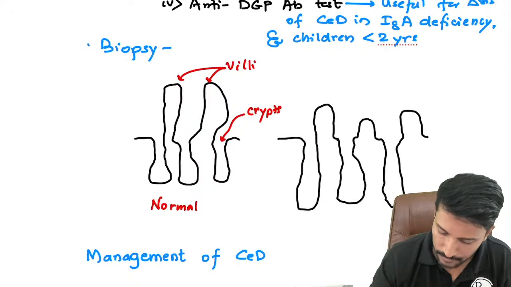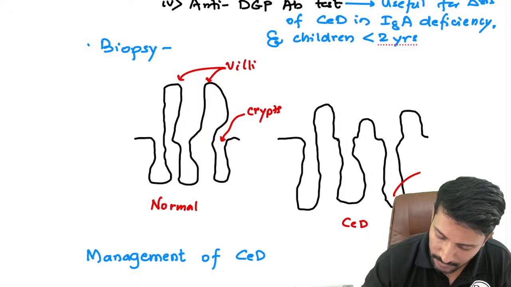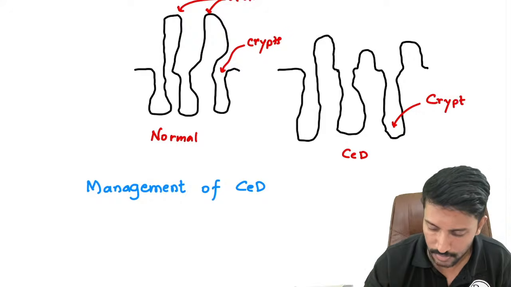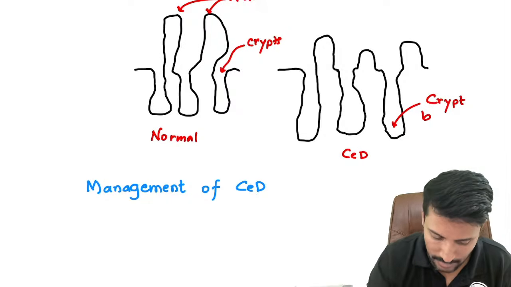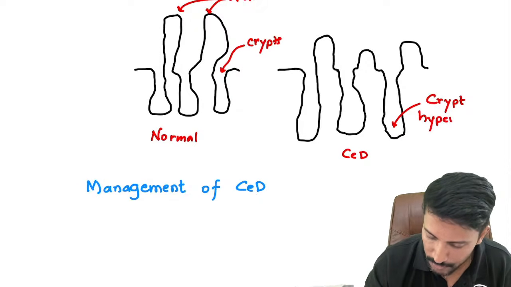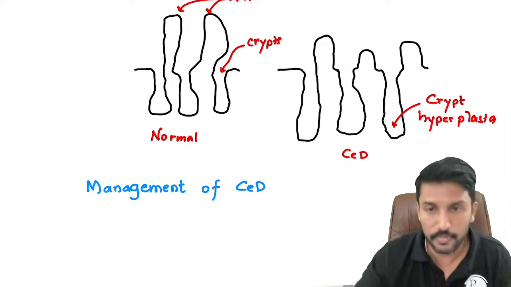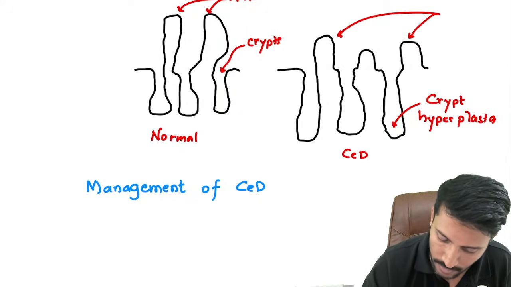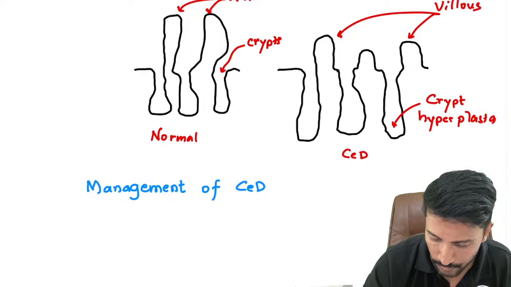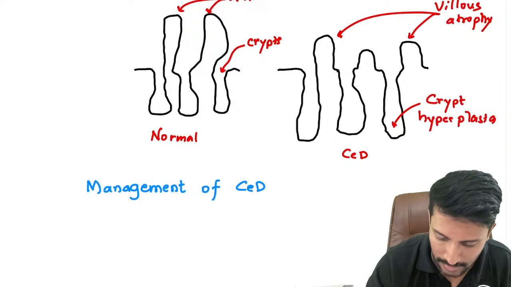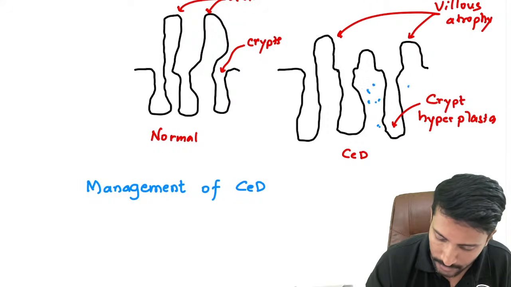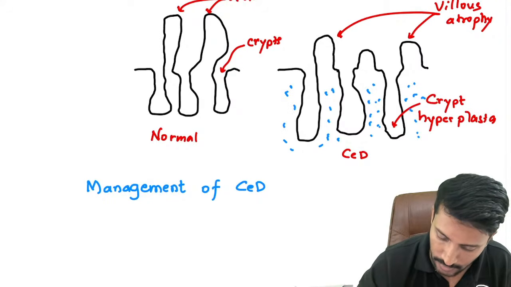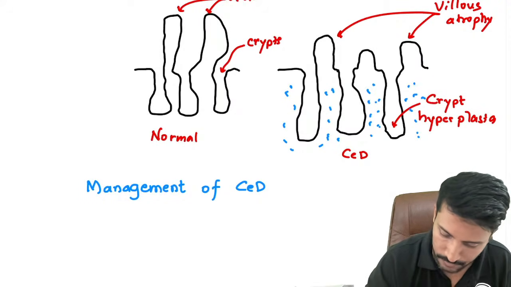In the celiac disease, the crypts become deeper, right? So there is crypt hyperplasia, because the crypts have become deeper now, and the villi have become flattened. So this we will call villus atrophy. And the third thing, of course, this is an inflammatory condition, right? So you will have inflammatory infiltration, which is primarily lymphocytes, right? So you will have lymphocytic infiltration.